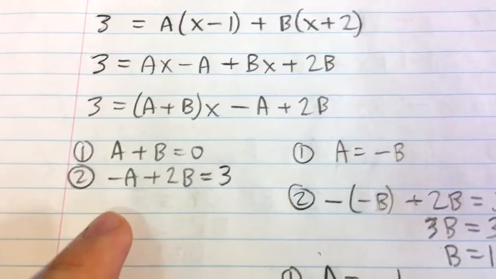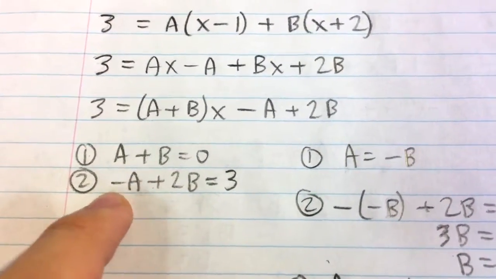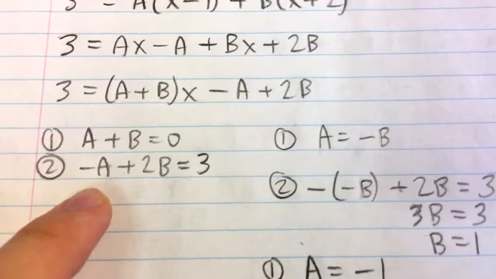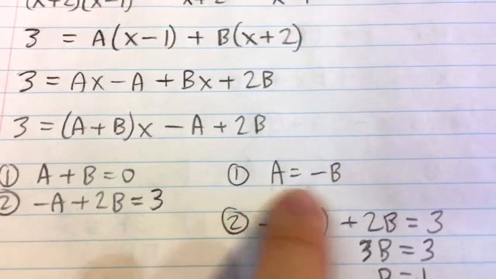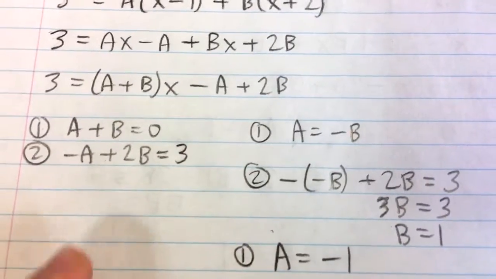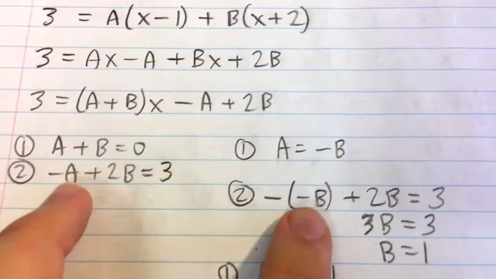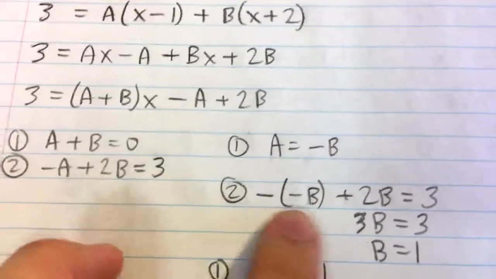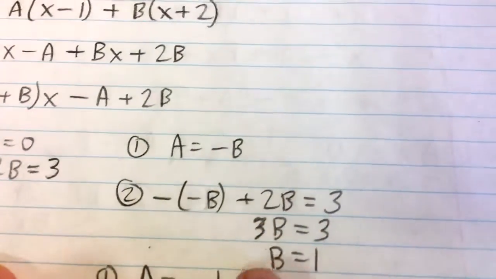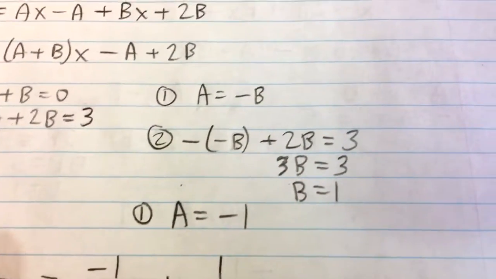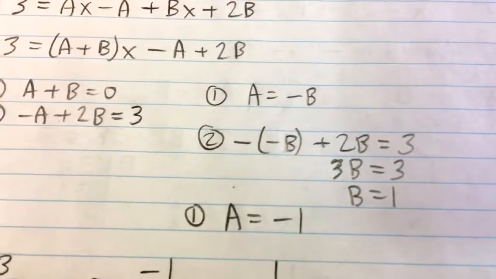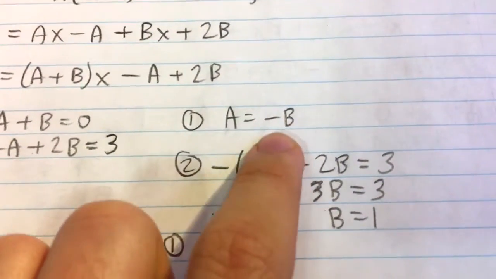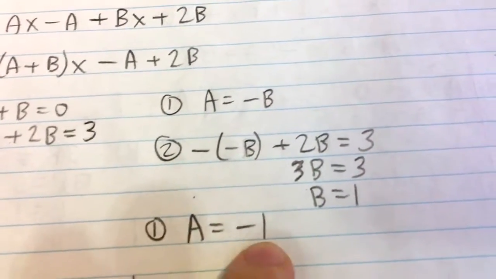So now I have these two equations. I'm going to solve it by substitution. I'm going to solve for A in the first equation. A equals negative B. I'm going to plug that into the second equation for A. And so I get B plus 2B equals 3. In other words, 3B equals 3, or B equals 1. And as for A, again, it's negative B, so A is negative 1.